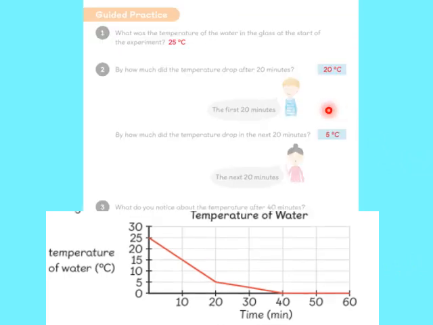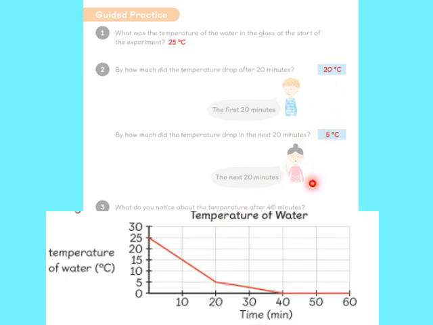Okay, so here are the answers. For question 1, we could see that the temperature at the beginning of the experiment was 25 degrees. Now for question 2, it asked, by how much did the temperature drop after 20 minutes? Well, if we look at 20 minutes, it reads 5 degrees, but the answer wouldn't be 5 degrees because we're looking at how much the temperature changed from the start of the experiment to 20 minutes in. So it started at 25 degrees, and after 20 minutes the temperature was 5 degrees. So 25 take away 5 will give us 20 degrees.